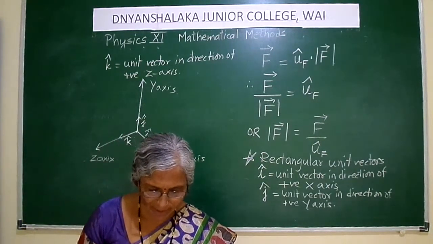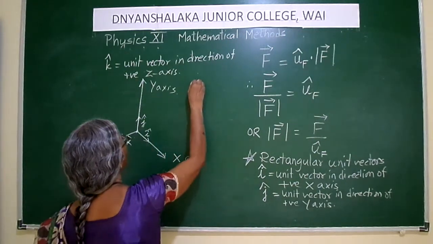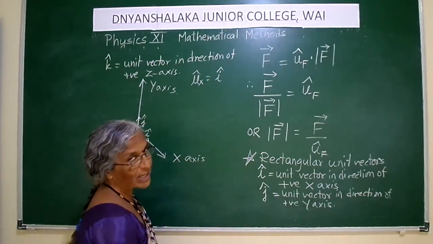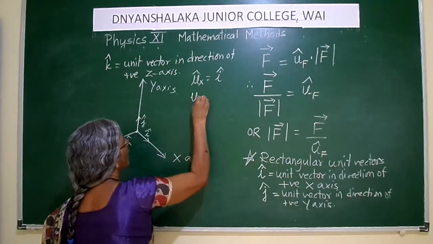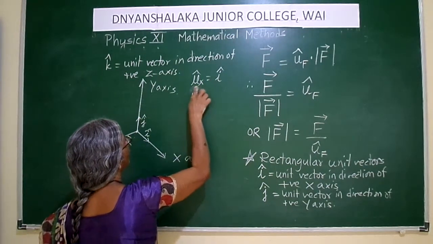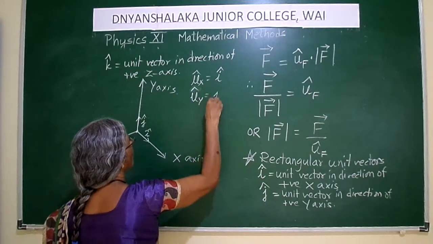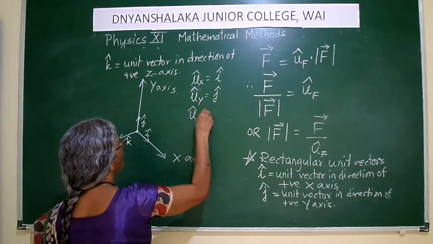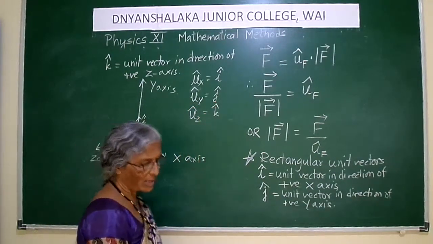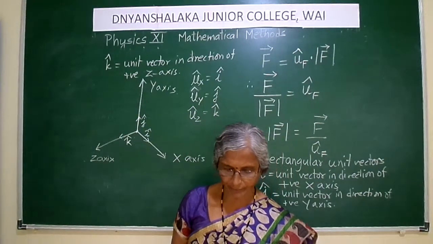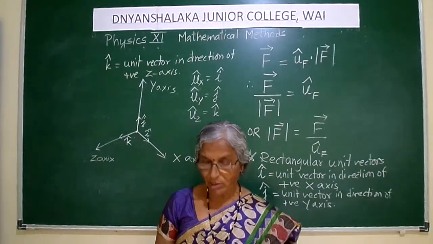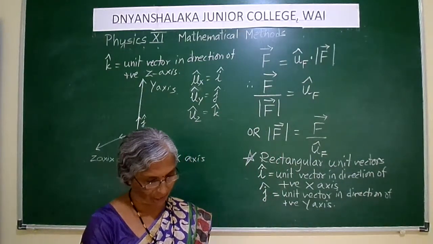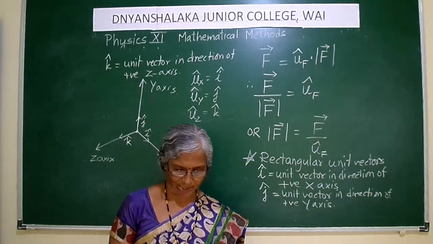Okay, so in other words I can write the unit vector in the direction of x is small i n cap, the unit vector in the direction of y is small j vector, and the unit vector in the direction of z-axis is small k vector. Okay? Important, we are going to make use of these rectangular unit vectors in the further aspects of vector analysis.